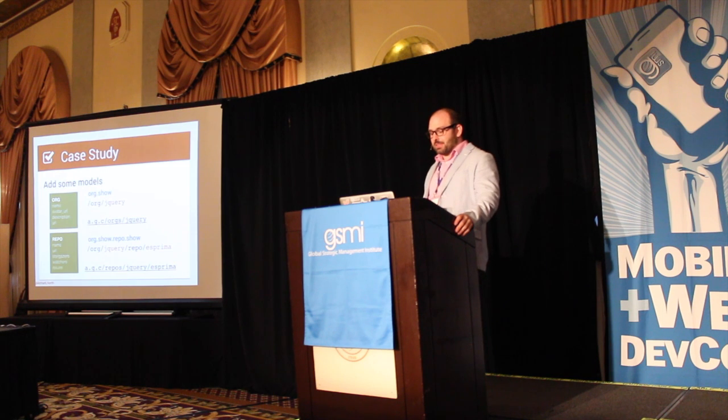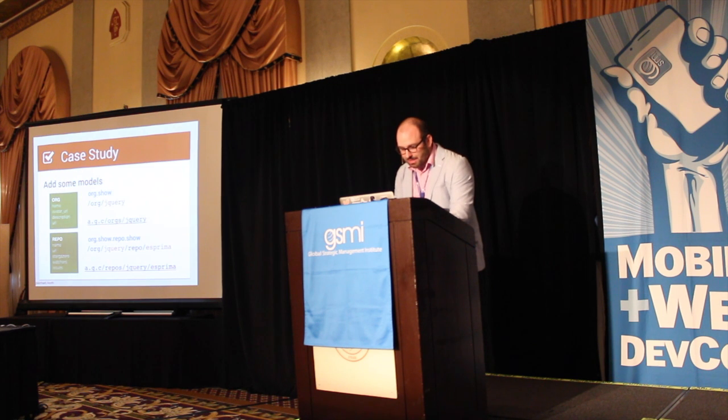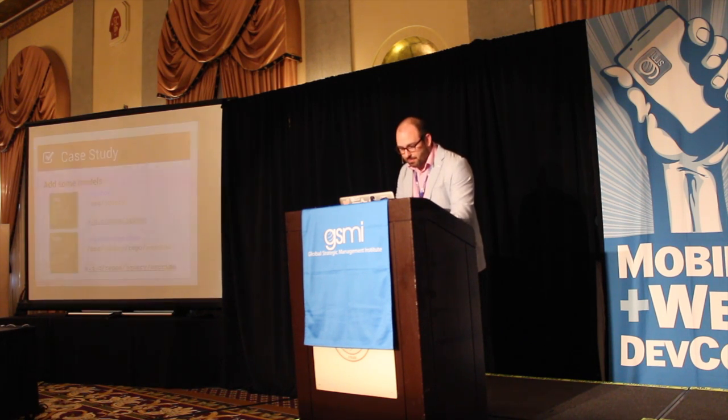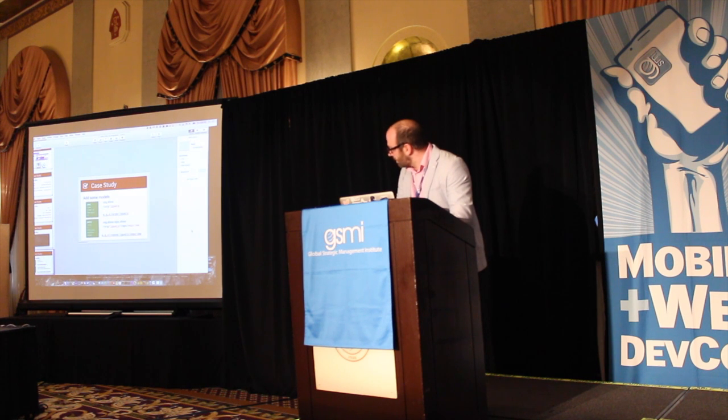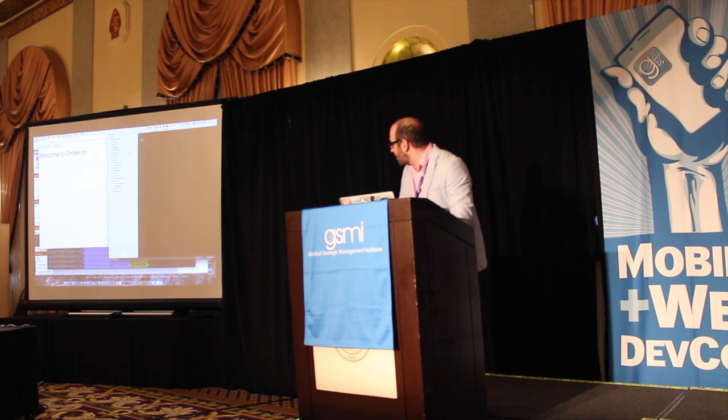So we just need two models here, one for an org and one for a repo. And these are the corresponding GitHub API endpoints. So I'm going to jump over here and show you what this looks like so far. Great. So this is the app. This is like creating a new app. You will end up with this as the starting point, and we won't worry about that.